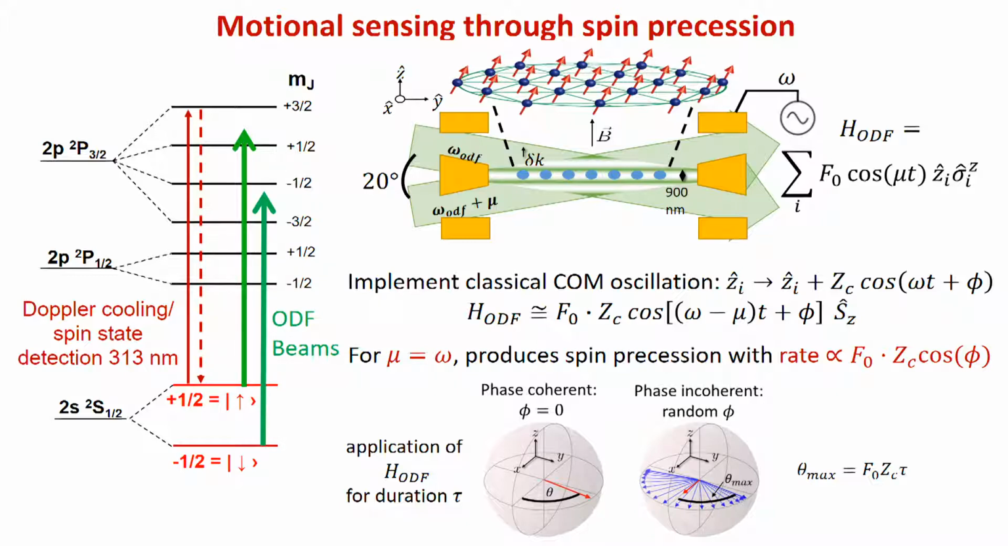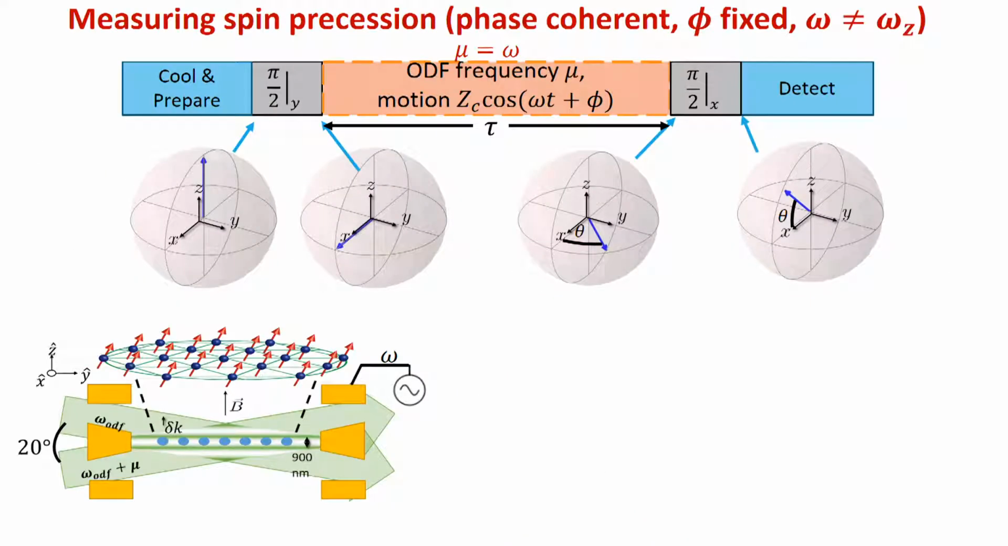That requires stabilizing the phase of the spin-dependent force. We've been able to do that in our experiment, and this is what I'm going to focus on in the rest of my talk. So measuring spin precession is straightforward. All atomic physicists know how to do this. We use a Ramsey technique.